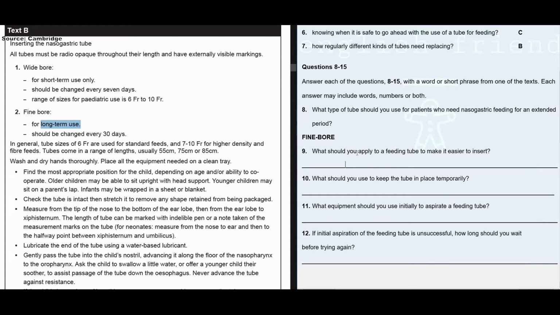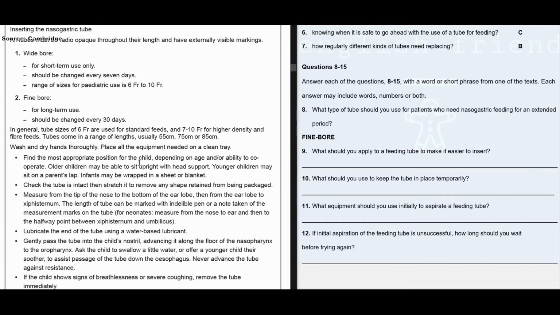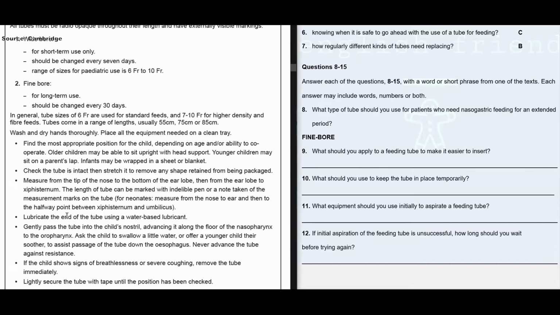Question number 9. What should you apply to a feeding tube to make it easier to insert? Information regarding insertion can be found in the same text B here. Find the most appropriate position for the child depending on age and all. As we read further, here you may see lubricate the end of the tube using a water-based lubricant. Gently pass the tube into the child's nostril, advancing it along the floor of the nasopharynx to the oropharynx. So water-based lubricant must be applied before insertion to make it easier. So the answer for question number 9 is water-based lubricant.